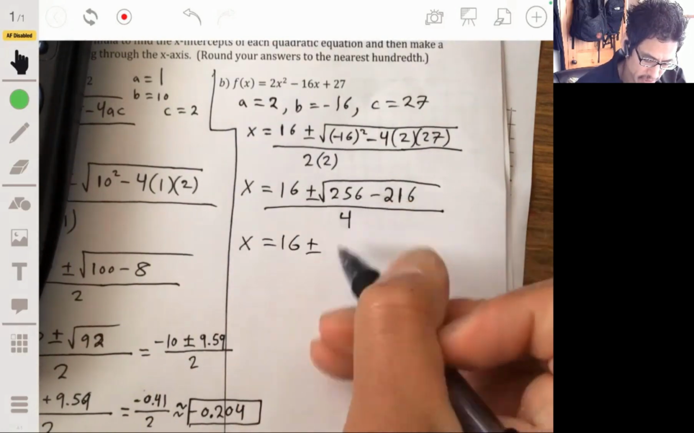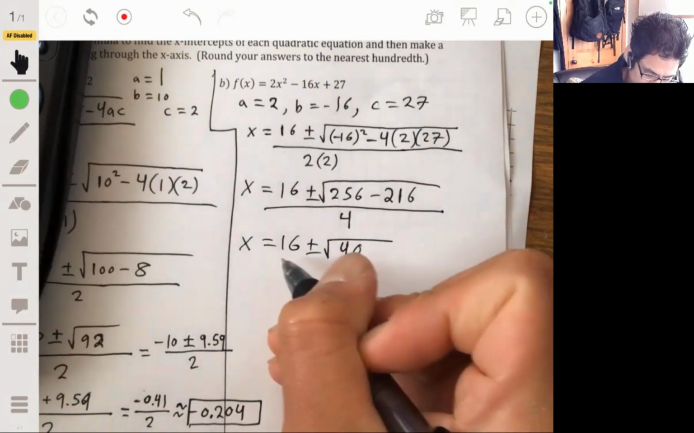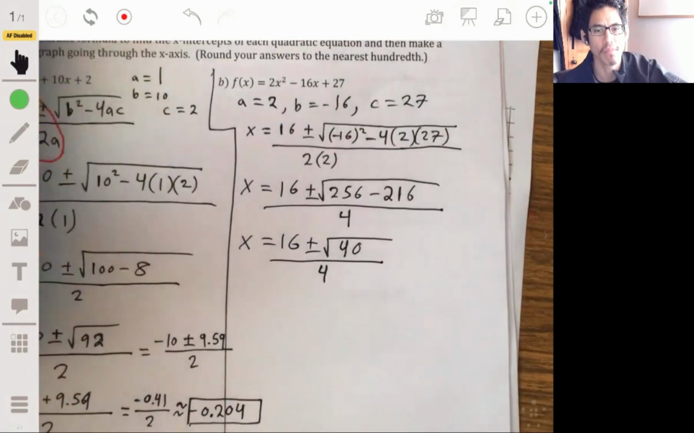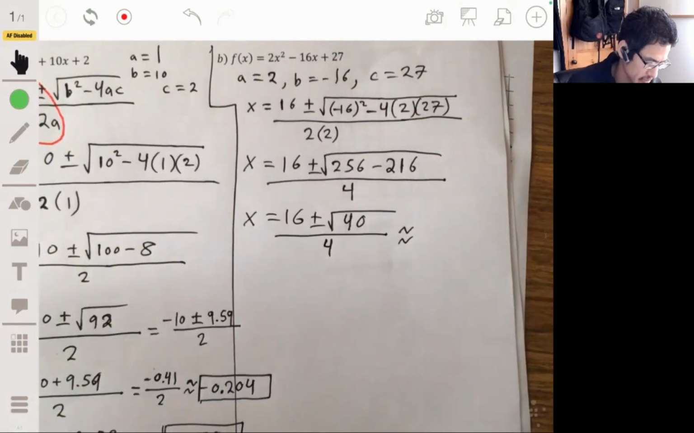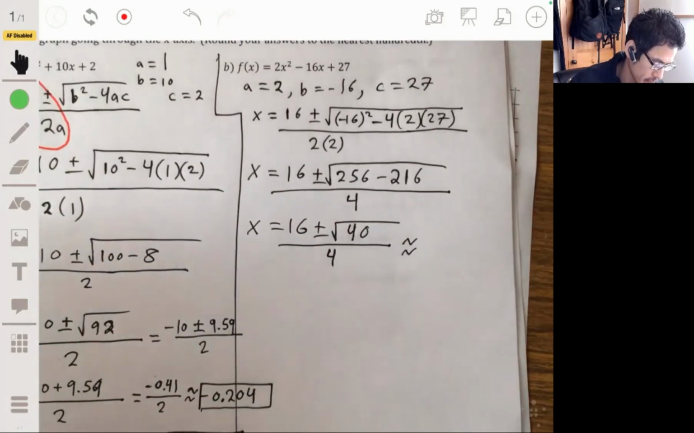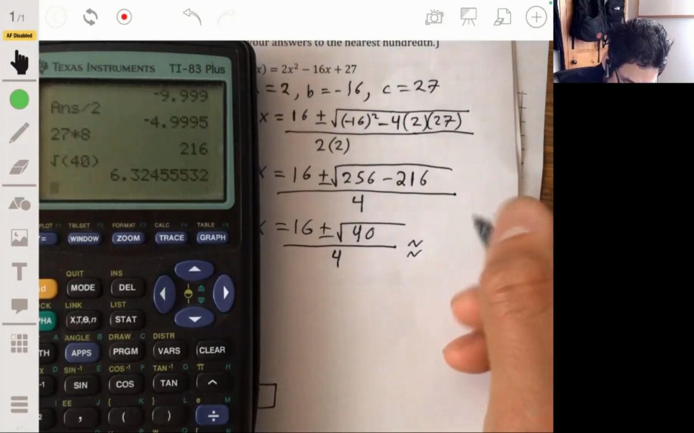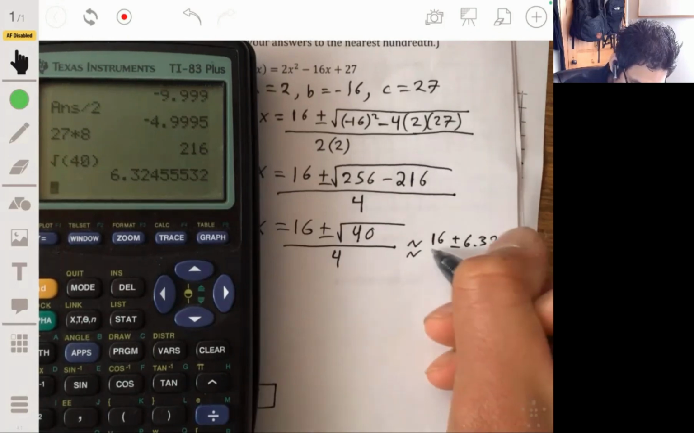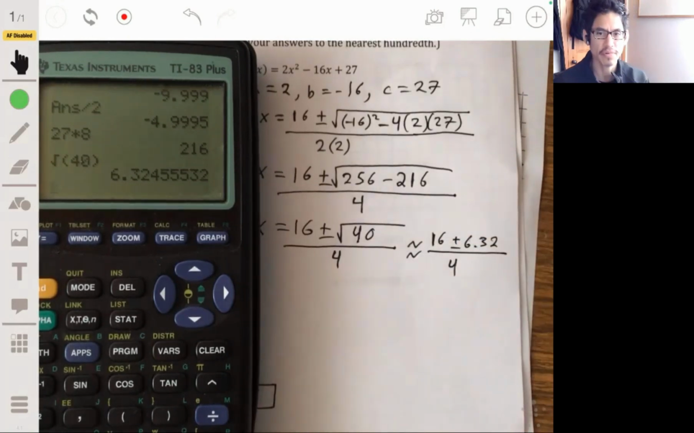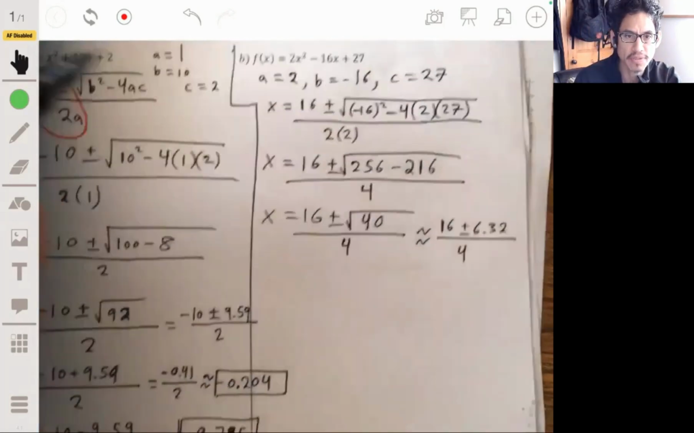16 plus or minus, let's simplify the square root first. 256 minus 216, square root of 40, all over 4. And then we take an approximation for the square root of 40. We can use 6.32. So we'll have 16 plus or minus 6.32 over 4. So we have one root when we add the 6.32 and the other one when we subtract. So let's do that.